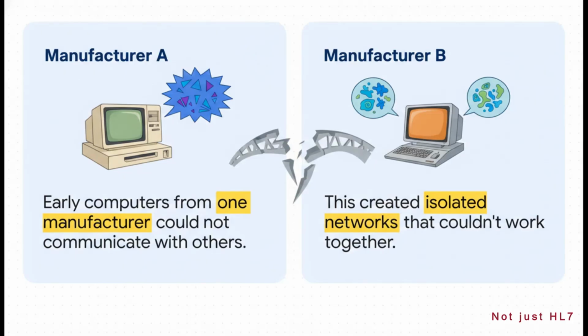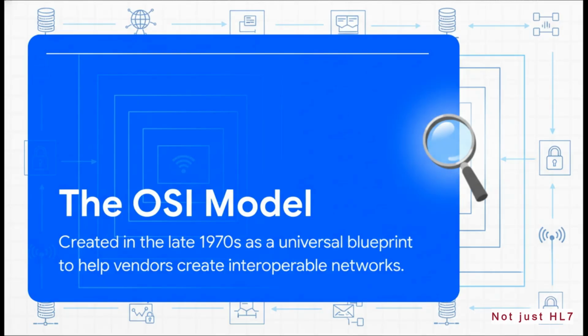To really get why this process is so important, we have to rewind the clock a little. Back in the early days of networking, we basically had a digital Tower of Babel. A computer from one company, say IBM, just couldn't communicate with a computer from another, like DEC. They spoke completely different languages, creating these isolated islands of technology. So the solution was, well, it was brilliant in its simplicity. Create a universal standard, a common blueprint that any manufacturer could follow.